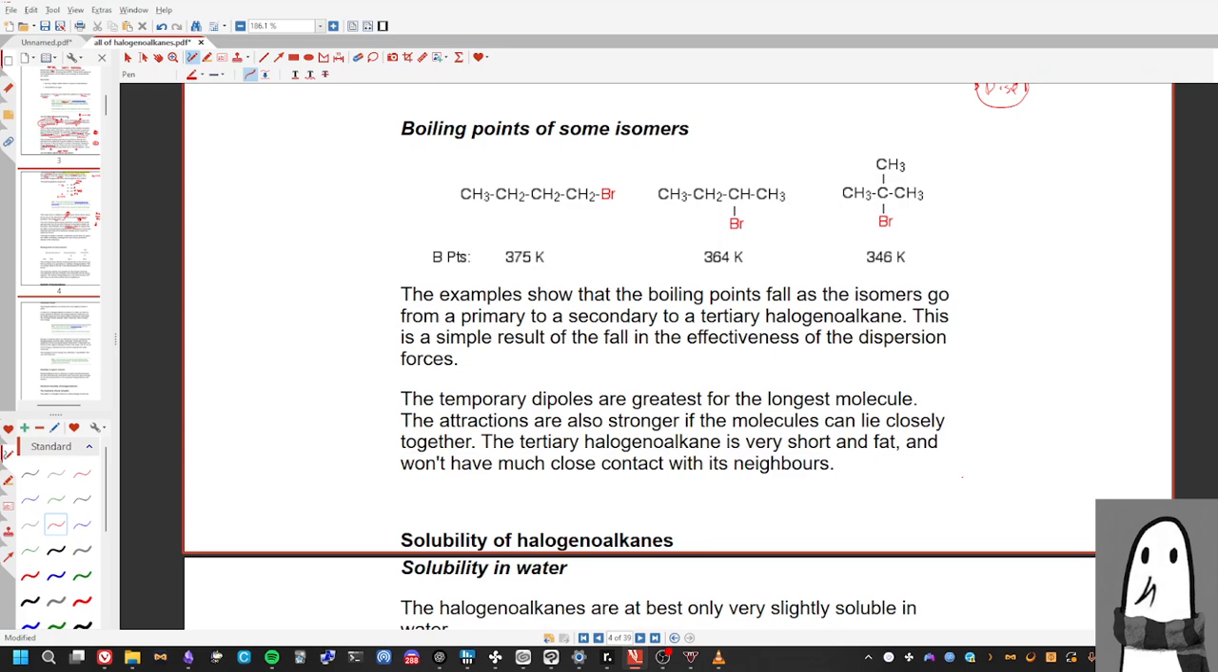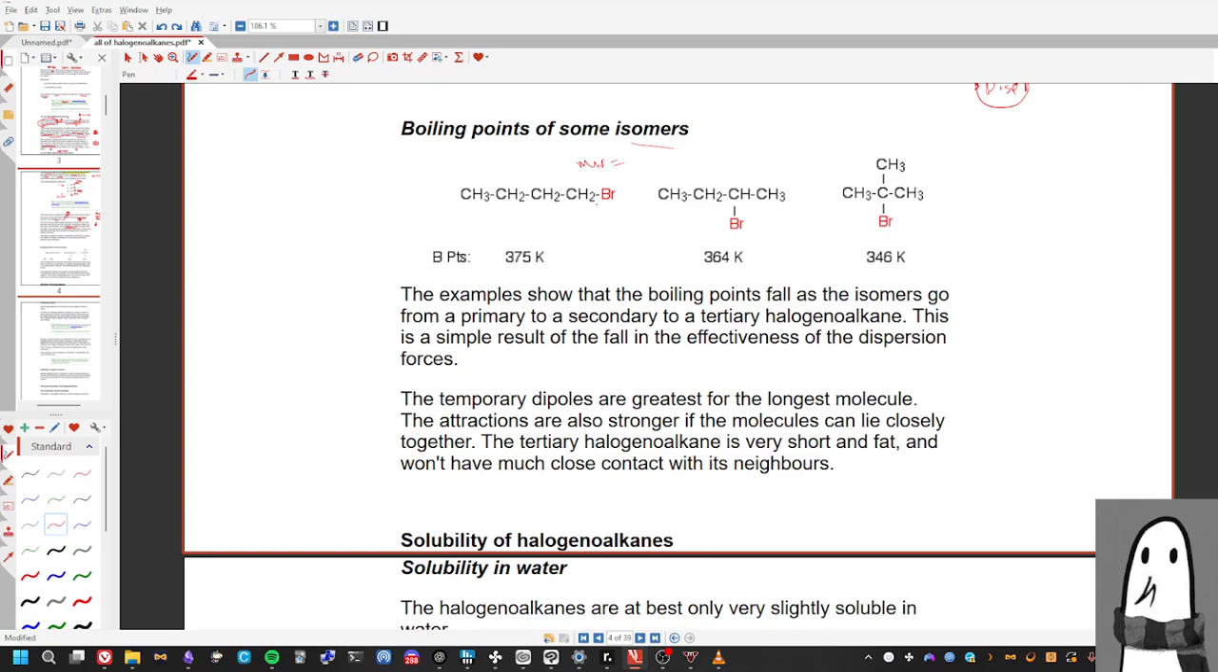Now, boiling point of some isomers. Isomers, again, are going to have the same Mr, but the position of the bromine is going to be different. And what did we talk about before regarding the position of the bromine? It's going to be your kind or your type of halogenoalkane, right? It's going to be your primary, secondary, tertiary.